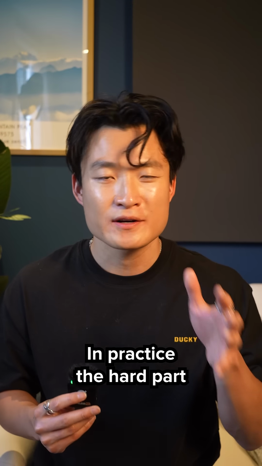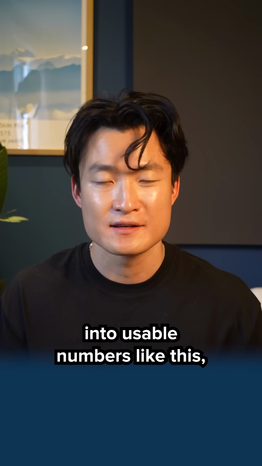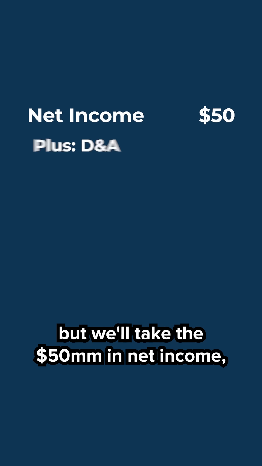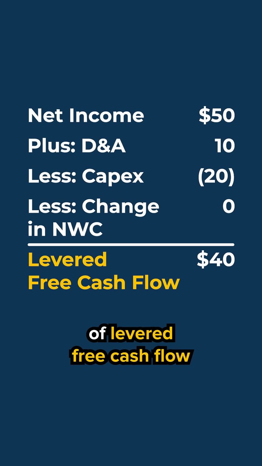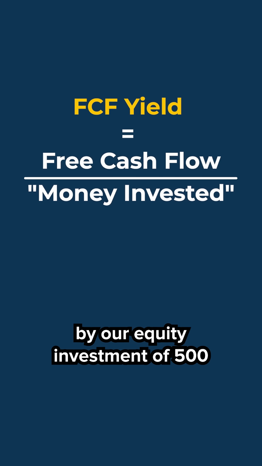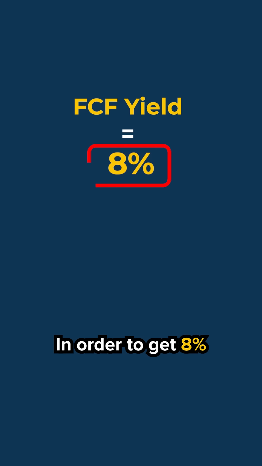In practice, the hard part is getting the figures into usable numbers like this. But we'll take the $50 million of net income, add 10 of D&A, subtract the CapEx, and get to $40 million of levered free cash flow. We'll then divide this by our equity investment of 500 in order to get 8%.